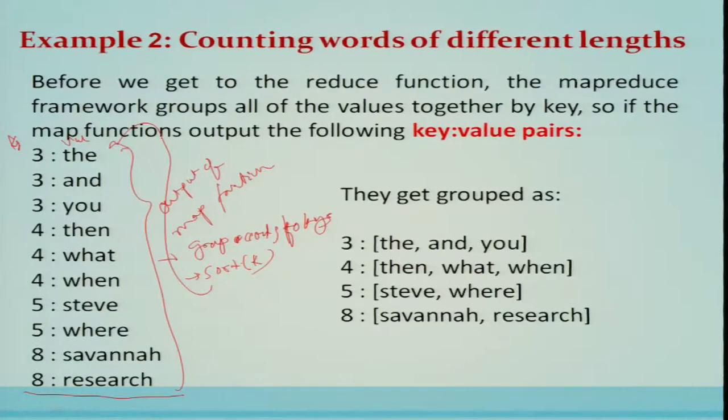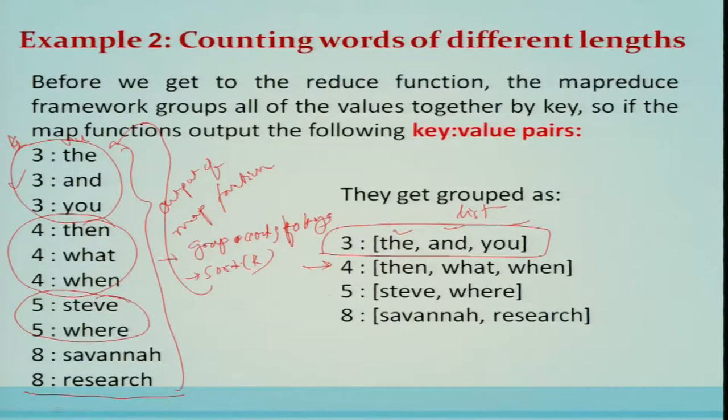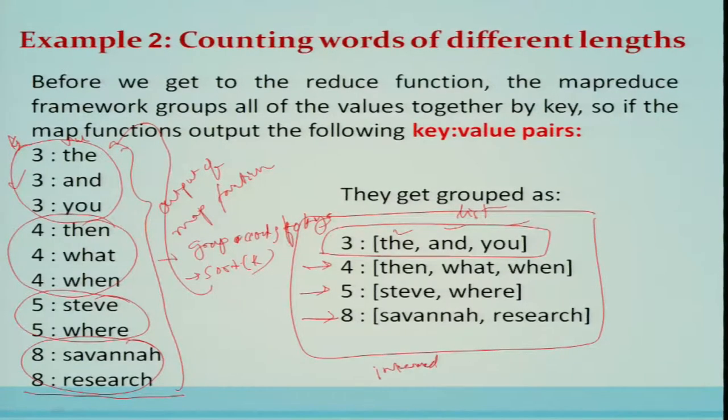Now, then we are going to group the same keys and the list of words we are going to generate like this. So, for the key 3, this is the list of words. For the key 4, this is the list of words. For key 5, these two are the list of words, and for key 8, these are the two words. This list of words is an intermediate data which is basically given to the reducer.